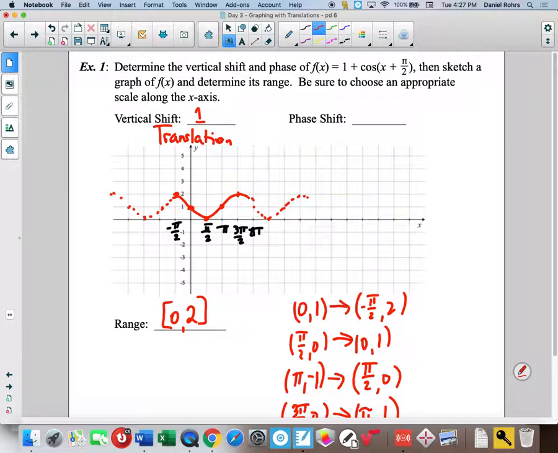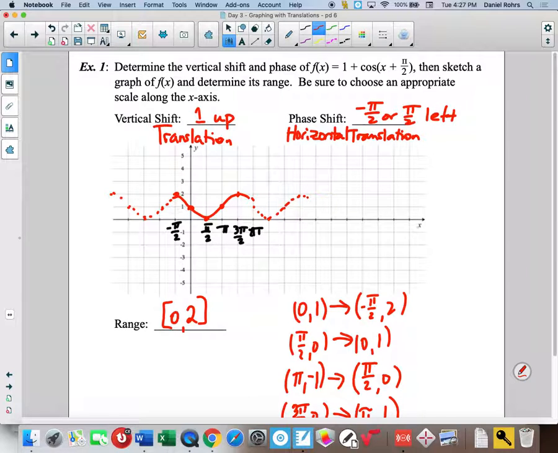And we decided yesterday that that was one, or you can also say one up. A phase shift is basically a horizontal translation. So in physics, when you deal with wave patterns, wavelengths, and things like that, anytime something is out of phase, it means it's off horizontally from where it was before. So they call this a phase shift. All that means is your horizontal translation, which we said here was negative pi over 2, or you could say pi over 2 left.